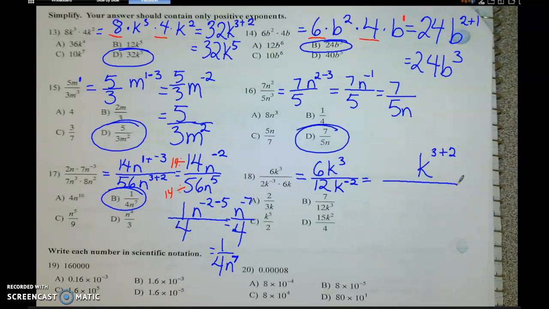And then I can also simplify. 6 divided by 6 is 1. 12 divided by 6 is 2. Okay? And so that's going to end up being k to the 5th over 2. So that means that C is our best answer.